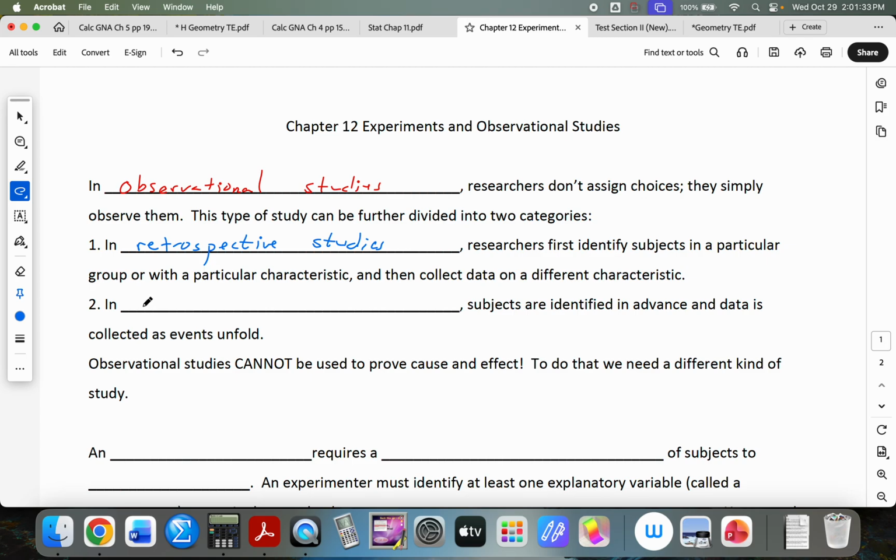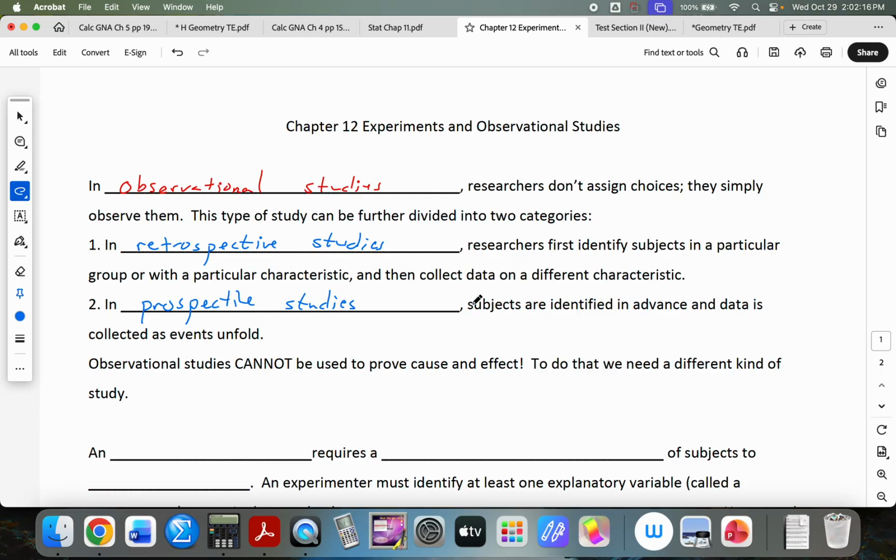In prospective studies, subjects are identified in advance and data is collected as events unfold. So you pick a group of people. Let's go back to the blood pressure one. You pick a group of people who have high blood pressure, and then you look at their life expectancy starting from now. Okay, so that's going forward in time. Anytime you're going backwards, that's retrospective. Anytime you're going forward, that is prospective.